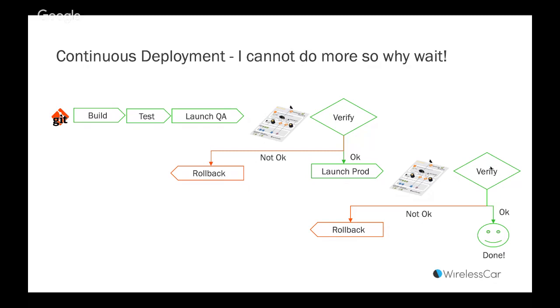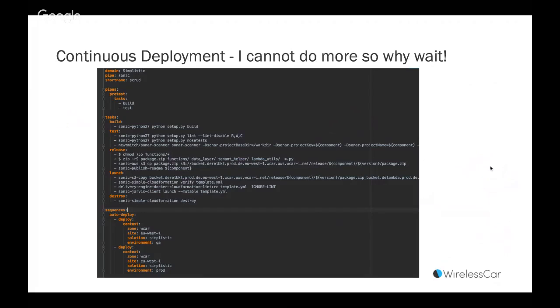So that's the kind of more and more granularity I build on my test pyramid. If we look at how this is done in Sonic, I basically have my build, test, release, launch steps, and then I have a sequence, which is the auto deploy sequence, and it runs those deploys. And if the first deploy in the sequence failed, the second one won't start.